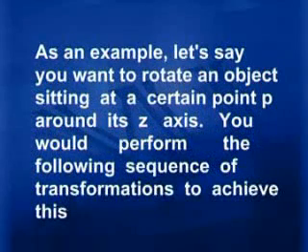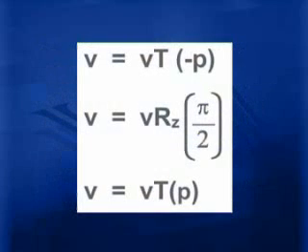As an example, let's say that we want to rotate an object which is sitting at a certain point. For instance, P, we have been using x, y, z as the coordinates for it, and we want to rotate it around the z axis, which is the simplest case of 3D rotation because it would be taking place in the xy plane.